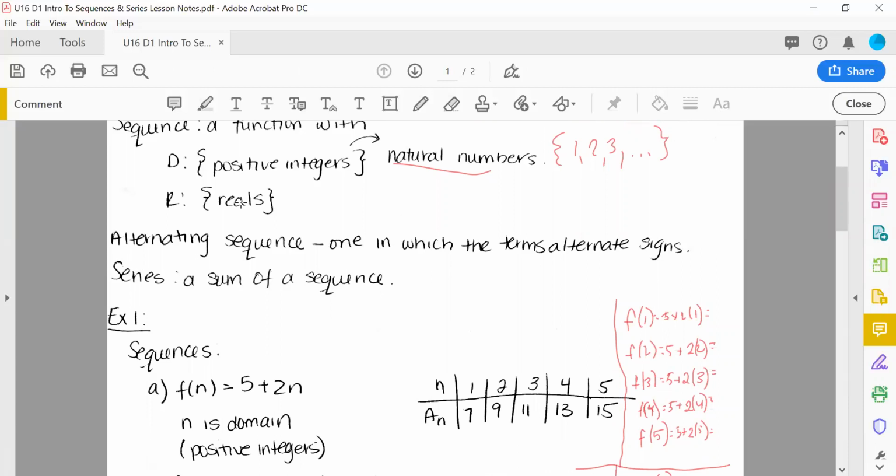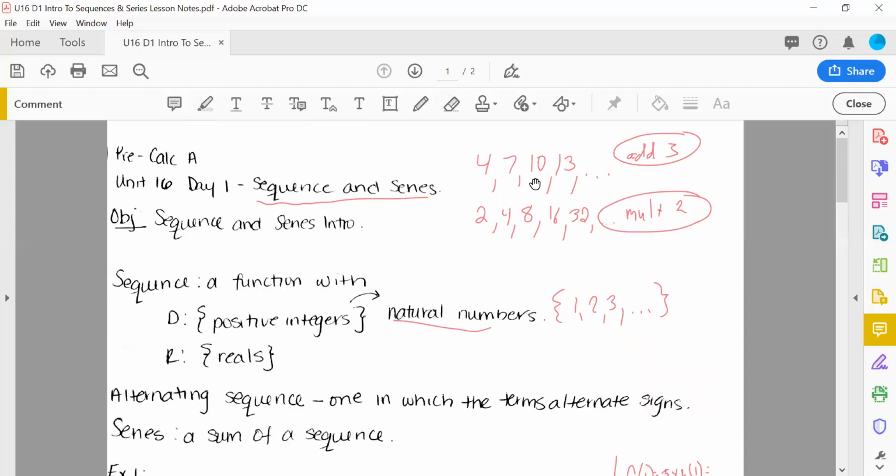What is the definition, say, of an alternating sequence? It's one in which the terms alternate signs, so positive, then negative, and so on. The very last example of our lecture will go through an alternating sequence. Last but not least, what's the definition of a series? Because the unit is sequence and series, it's just the sum of the numbers in a sequence. So instead of putting commas in between the terms, you would put plus signs in between the terms and add them up, and that would be the series, the sum of that sequence.